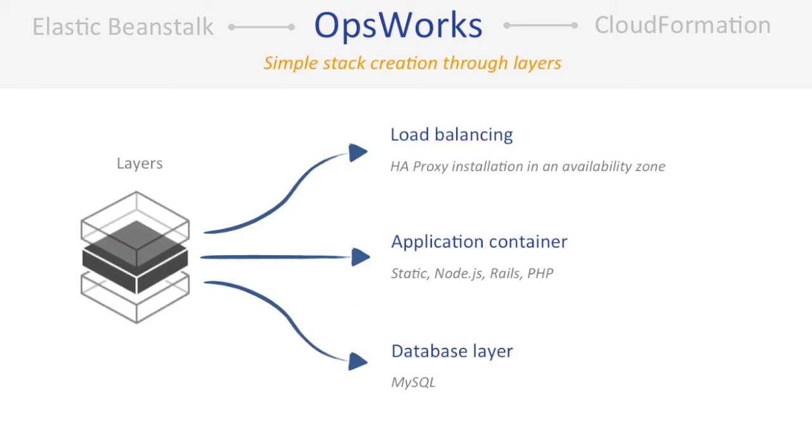So classic layers, if you were producing a simple LAMP stack, would be load balancing, application container, and database layer. At the bottom, the database layer, we have a MySQL database that you can define by default. We have application containers currently supported there that are templated out, like static apps, Node.js, Rails apps, or PHP. And at the top, we have load balancing. Unlike Elastic Beanstalk, which uses the Elastic Load Balancer, load balancing in OpsWorks uses HAProxy to perform an installation of HAProxy on an EC2 instance in an availability zone.